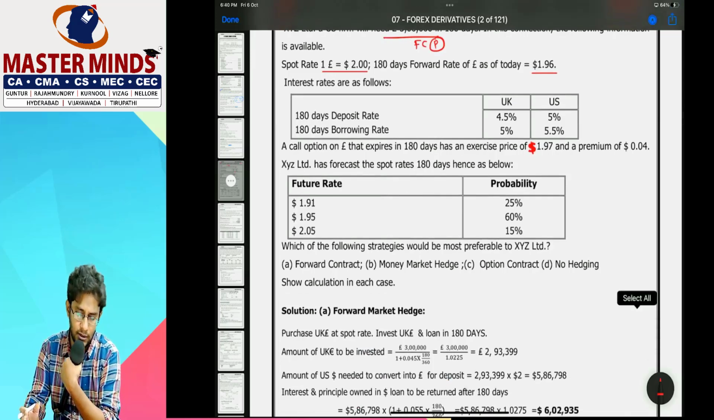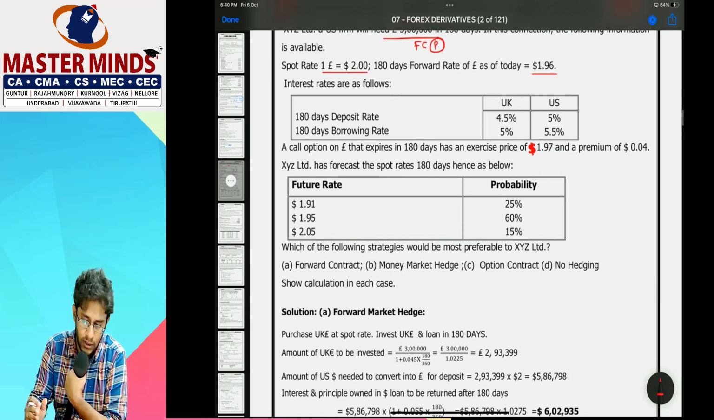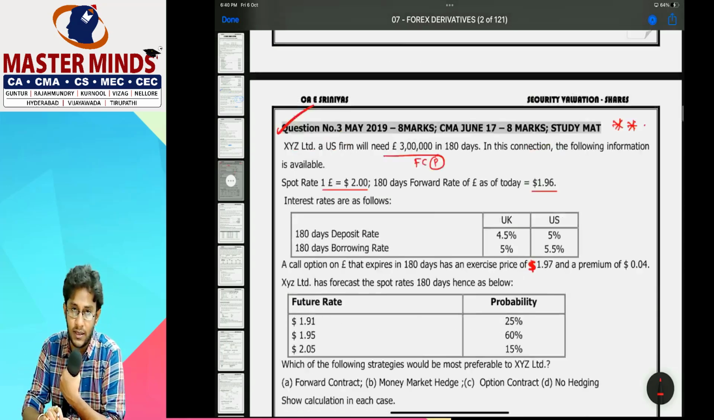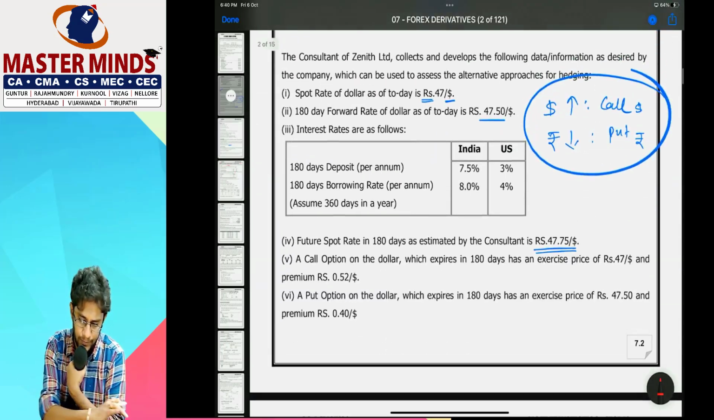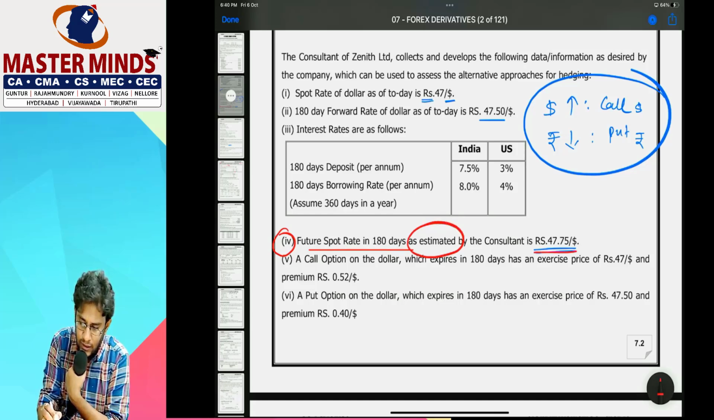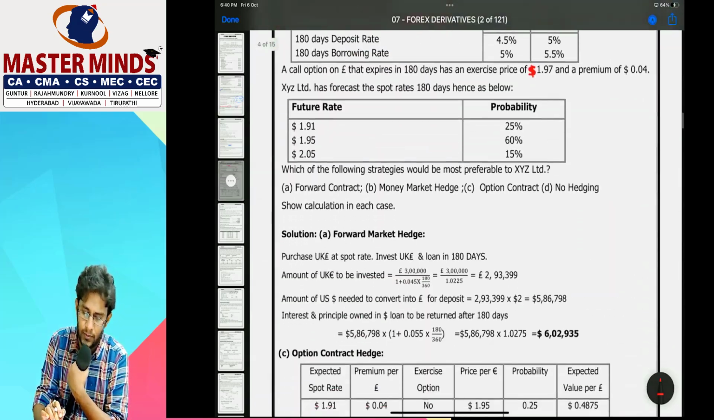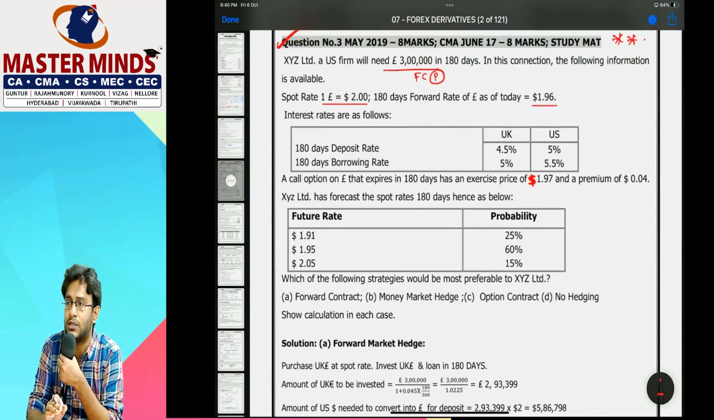So at the 6 months time, the spot rate of pound can become any of these 3 rates. In yesterday's sum, question number 2, when we solved, if you look at this point, the future spot rate in 180 days is estimated by the consultant at 47.75. The number is directly given, but in this question the number is not directly given, but 3 possible prices along with 3 probabilities are given.